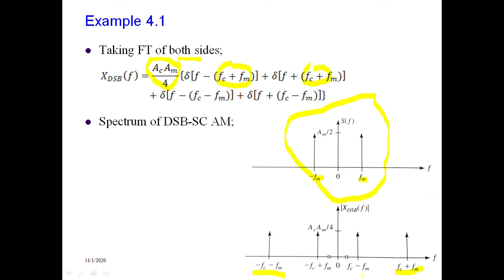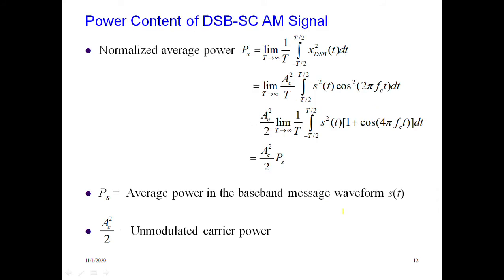The next one is minus FC minus FM and also plus FC plus FM. Minus FC minus FM, plus FC minus FM. This one, the 1, 2, 3, 4. How about the amplitude? The amplitude is ACAM divided by 4. So right now you have all the information and the answer for example 4.1.